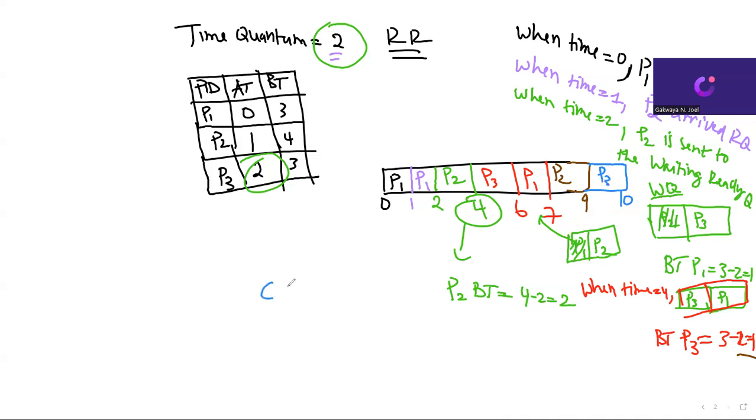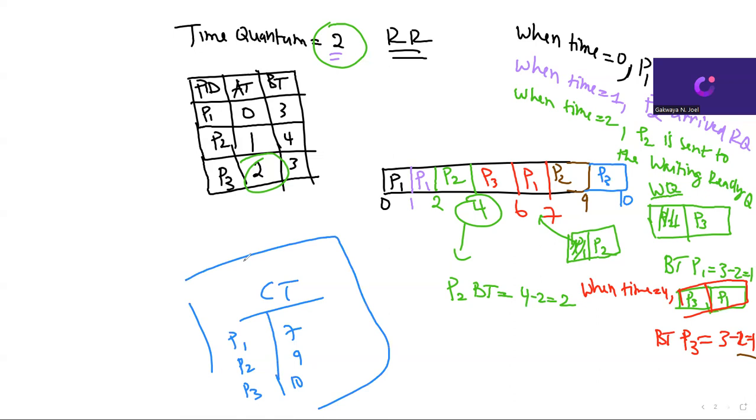Now we write the completion time. The completion time for P1 is 7. For P2 is 9, and for P3 is 10. For P3, the completion time is 10. This is the completion time. So this is PID, the completion time.